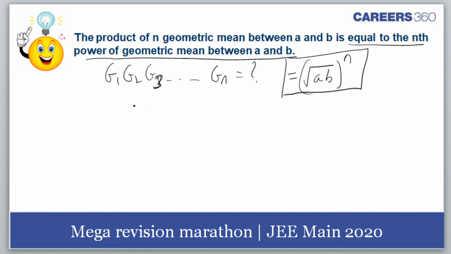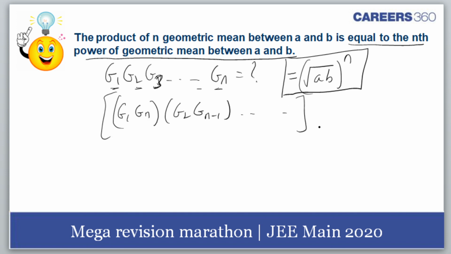So we have to take the product of these numbers. In a GP we know the first term and the last term couple up. The second term and the second last term couple up. This way, how many couples will I be able to make? N by 2 couples, because these are n numbers.